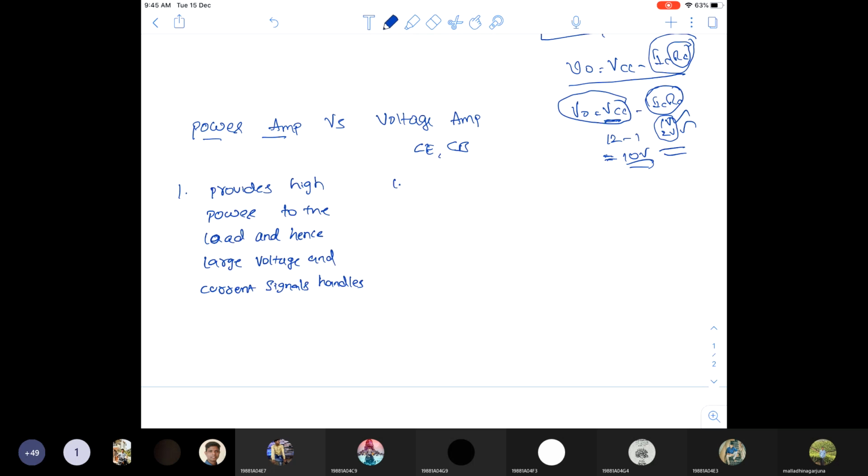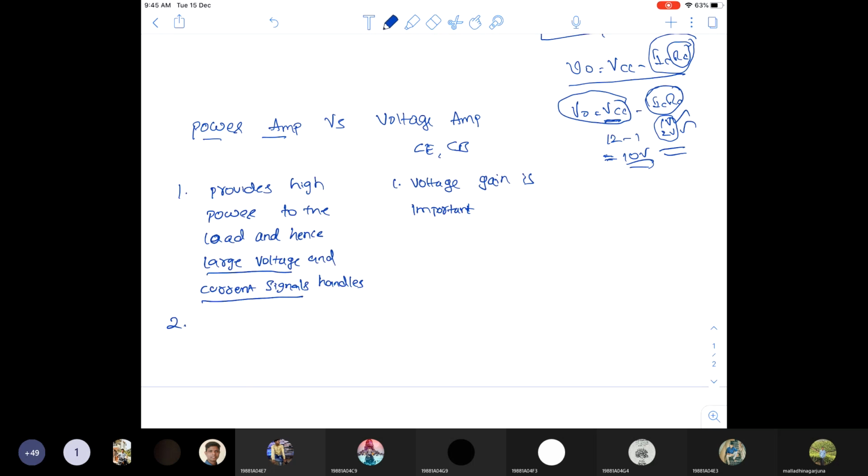Whereas in the voltage amplifier, voltage gain is important here. In the power amplifier, what is important is handling the large voltages and large currents, whereas in the voltage amplifier, voltage gain is important. Okay, so see the difference.